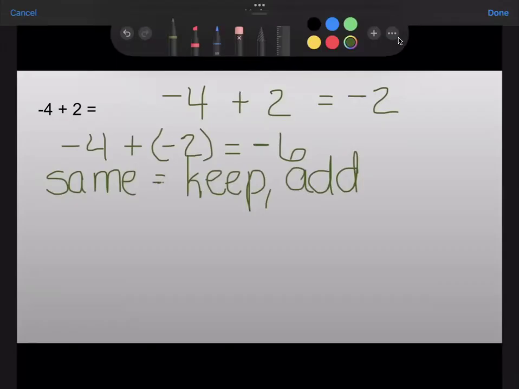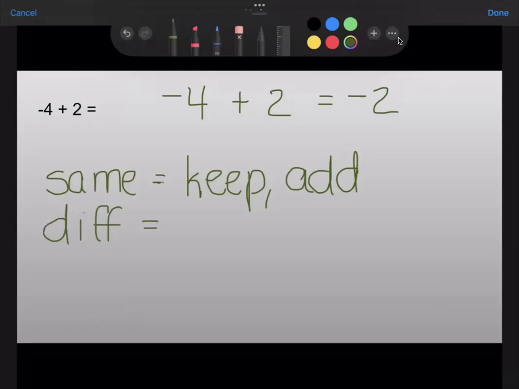If you have an equation where you have different signs, so let's say your 2 integers have different signs, what you do is you keep the sign of the bigger number and then you subtract the numbers. So in our case, we do have different signs. We have 1 positive and 1 negative. So what we're going to do is keep the sign of the bigger number. Since 4 is bigger than 2 and it's negative, we're going to keep that negative sign.